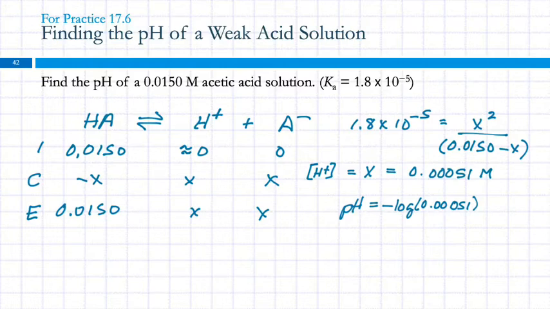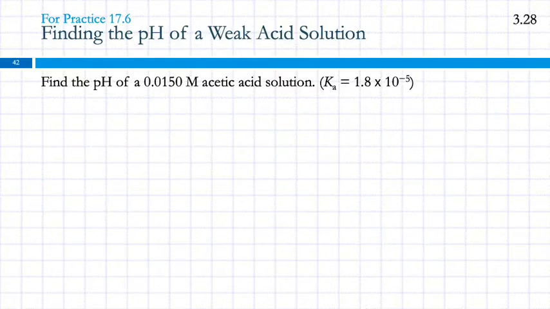Wait a minute. Sorry, I'm lost in my calculator. Never mind, I'm just going to use 0.00051. Oh, it was giving me the answer and I didn't even recognize it. Now it's just, where is it coming up with this 3.29 business? It's the answer, stupid. 3.29 is pH. Any questions? 3.28.